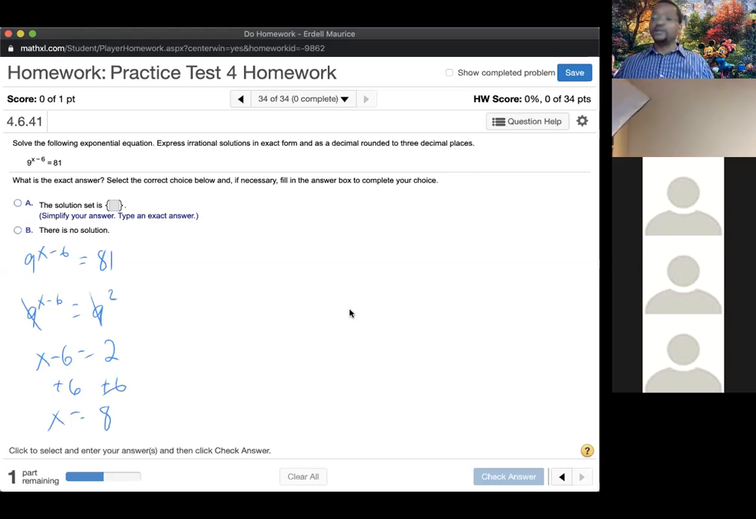Now you have to remember, for exponential equations, the domains are all real numbers. So any answer you get will work. You do not have to check your answer. And so your answer right here is going to be 8. By the way, you can always double check your answer. What is 8 minus 6? 8 minus 6 is 2. 9 squared is indeed 81. Any questions there on the first question? Nope. Feel free to ask.